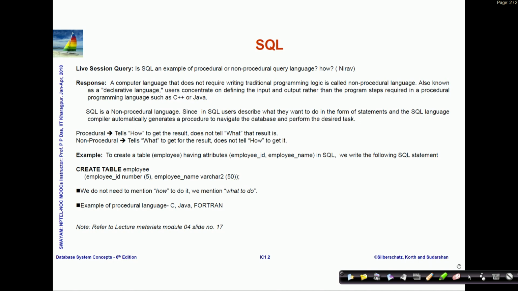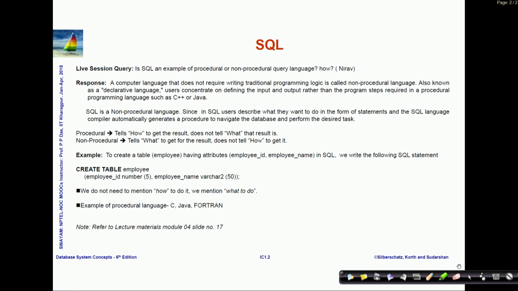This is from Nirav. The question was, is SQL an example of a procedural or non-procedural query language? Nirav, this was discussed in the early stages of the course. Here we have given the reference. If you go to module 4, specifically slide 17 and around, you will find the answer. Yes, SQL is a non-procedural query language. It is also called a declarative language.